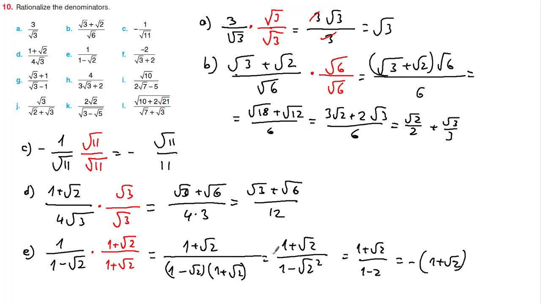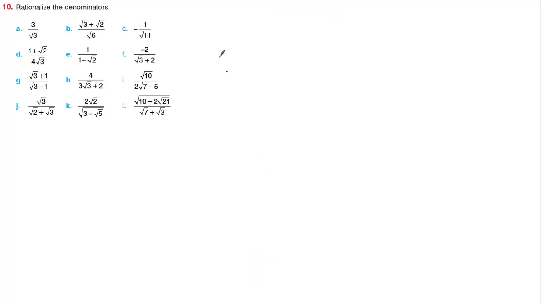We are done till E, so let's continue with F. I have to erase everything here. So under F, we get something similar, negative 2 root of 3 plus 2. Now again, we should multiply both numerator and denominator by square root of 3 minus 2. All right, so finally, what do we have?